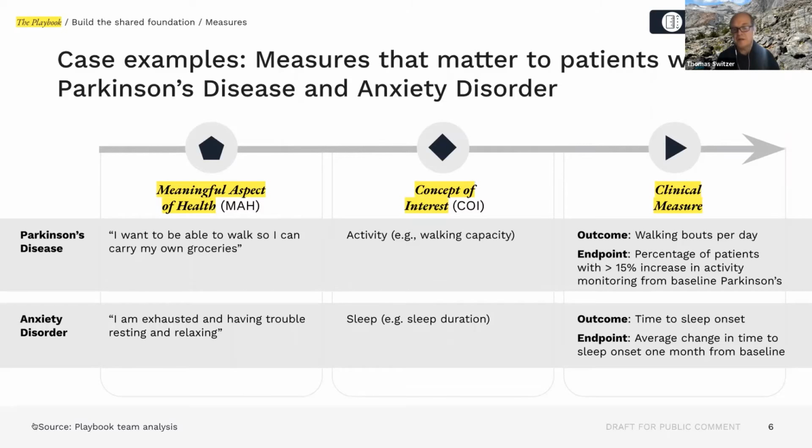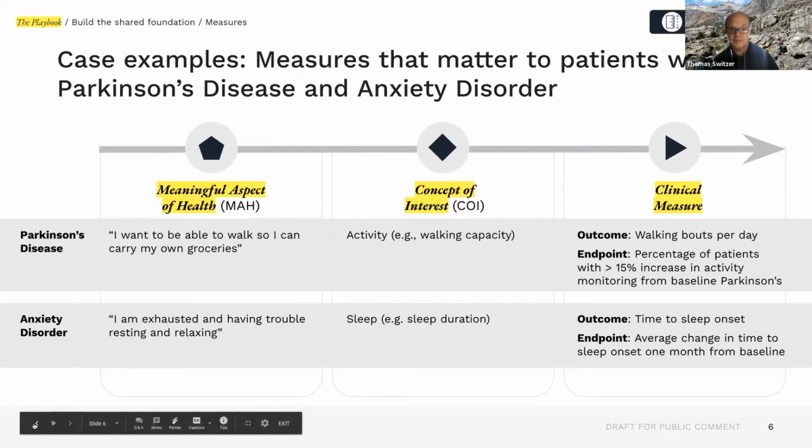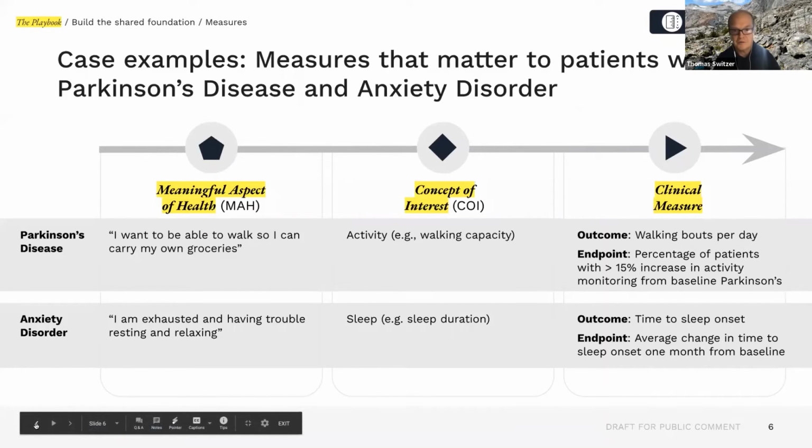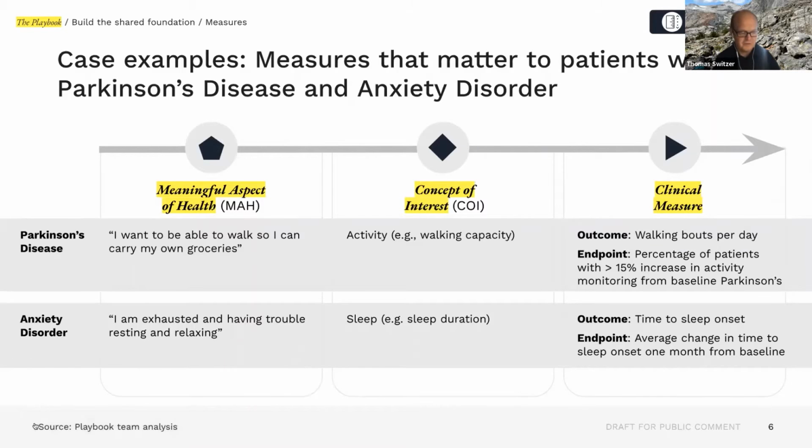In this case, walking capacity and activity can be very broad. It can be very fine, like gait-specific things, or functional activity and movement, and you need to define that. Then for the outcome, looking at walking bouts per day, which is fairly gross, looking at how people move around and function within their day. That can be articulated further as an endpoint, looking at percent change from baseline in Parkinson's.